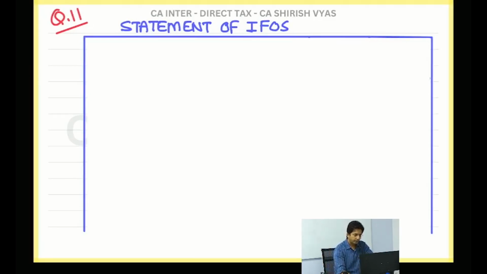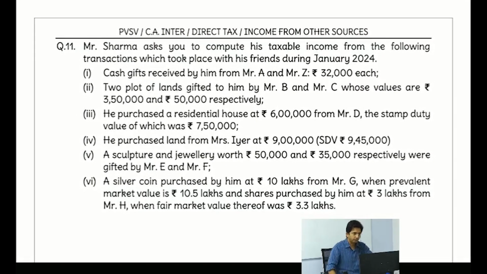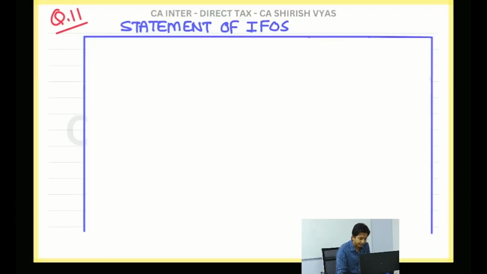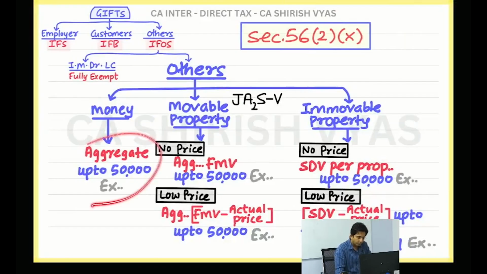Now wait, in this sum you have to be a little careful. In the first question, the one I took before, it was simple. We were just reading and writing straightforwardly. But here you have to be careful. Why? Look here, there is a concept of aggregation. See, what did I say? In money gift, you have to aggregate.